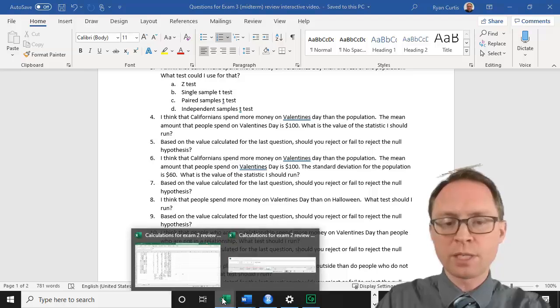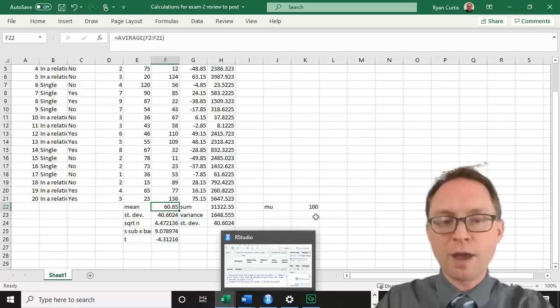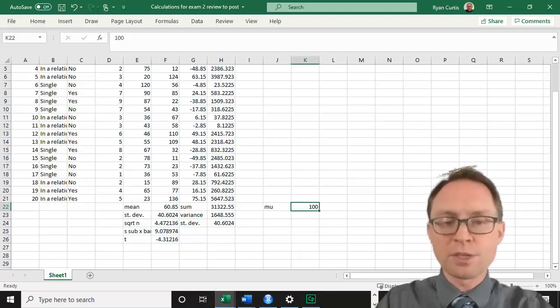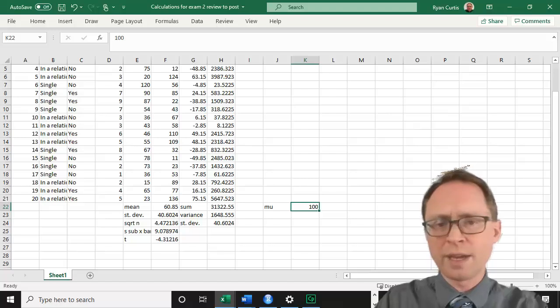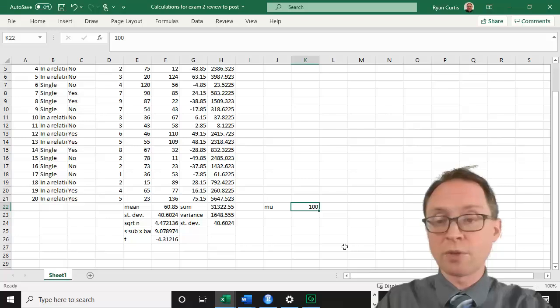How do I know they're spending less money? Well, take a look. The mean amount was 60.85, and the average of the population is $100. So I know that's significantly different, but going the opposite way of what I originally thought.